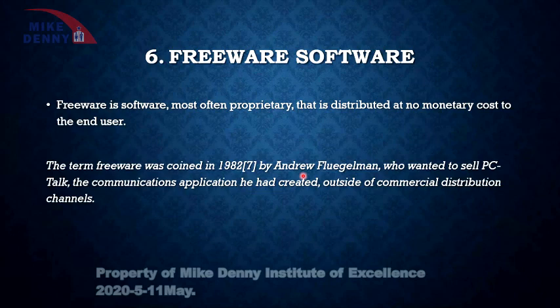We also have what we call freeware software. And freeware is a software, most often proprietary, that is distributed at no monetary cost to the end user, meaning that you use it for free without any restriction. Somebody, for example, when you use Google and you have your Gmail account, you are using your Gmail account, but you are not paying. I mean, it's for free. But in fact, there is a way to make it profitable for the company.